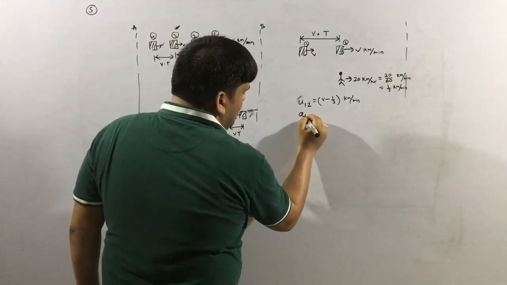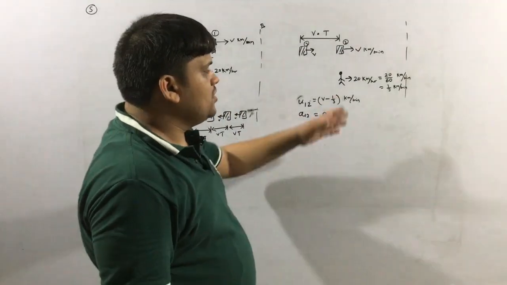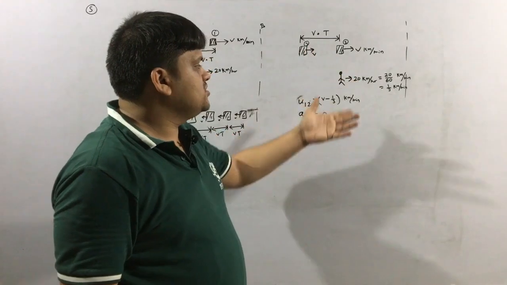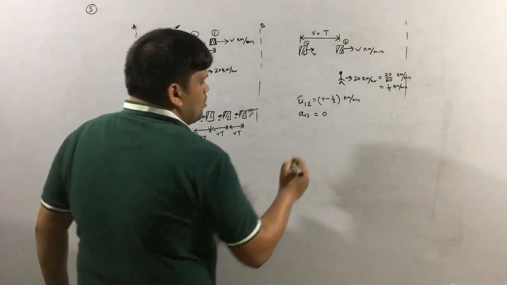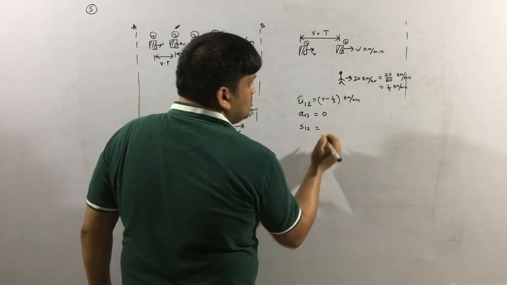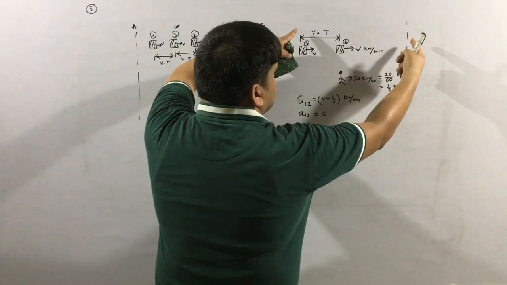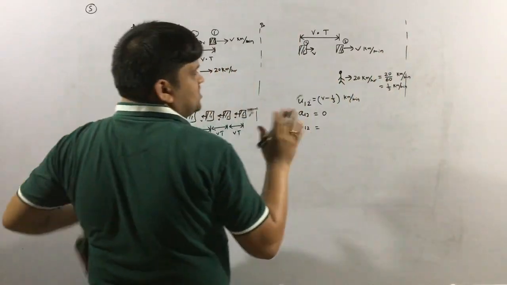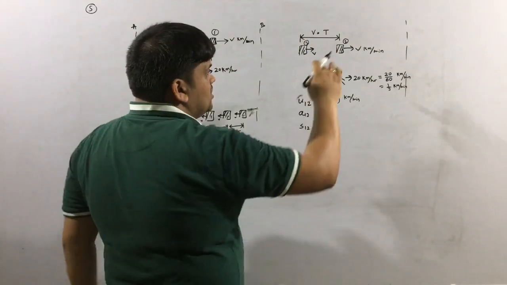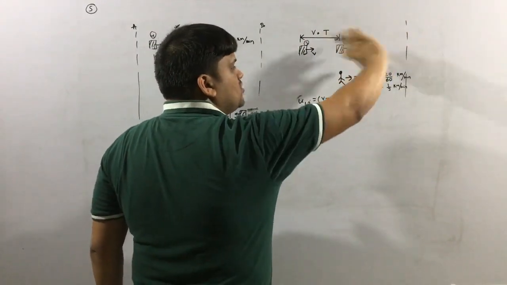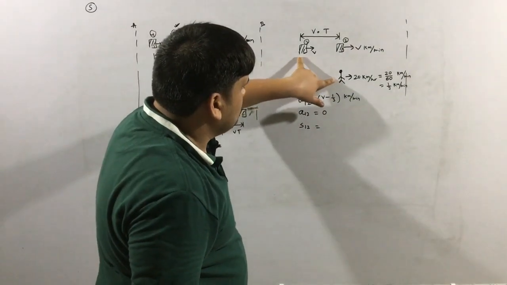Similarly, what will be a12? It will be 0, because both of them are moving with constant speed, so 0 minus 0 is 0. They are moving in the same direction, so you have to subtract. Now what will be the value of s12? Again s12 will be this s. Like the second question, for this bus we don't have to do anything, this bus will go in its direction. Now we just have to check between these two.